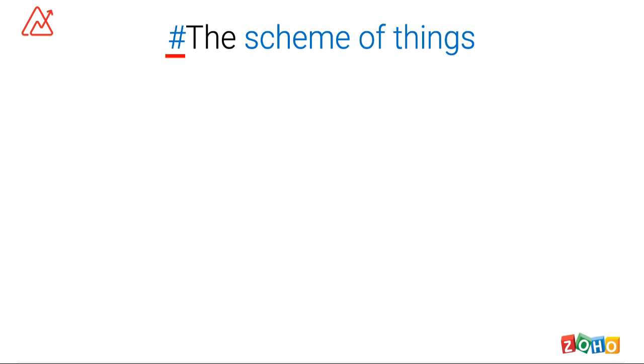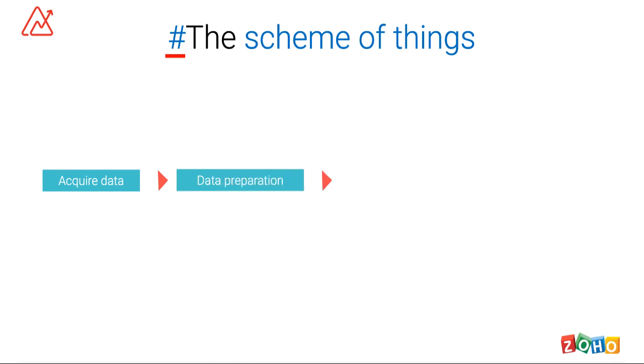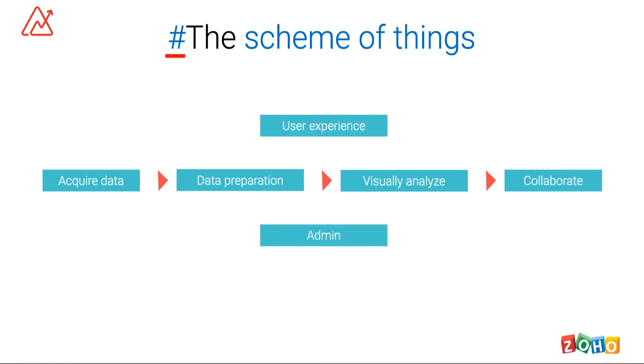What's this scheme of things that I'm talking about? I'm going to break down this webinar into sections that follow the workflow in Zoho Analytics. We will get started with acquiring data, that is, we'll understand what's new in data acquisition. Then we move on to understand what's new in data preparation, followed by visual analysis, and finally collaborate. In addition to these four elements, I will also be touching upon a couple of auxiliaries, and I will explain what's new in user experience and also from an administration point of view.